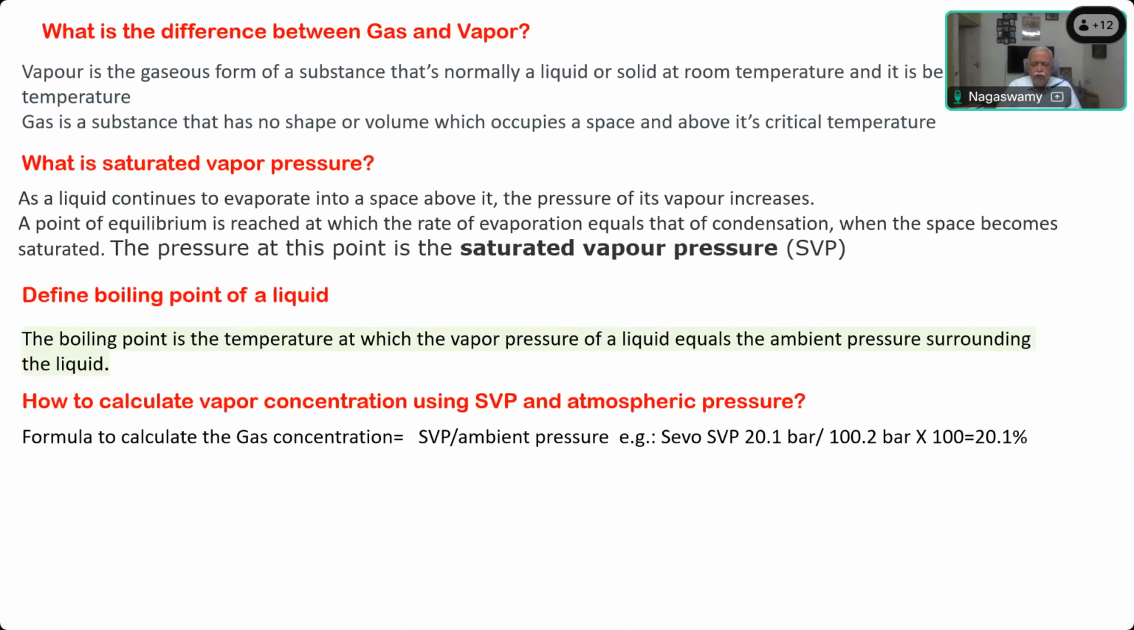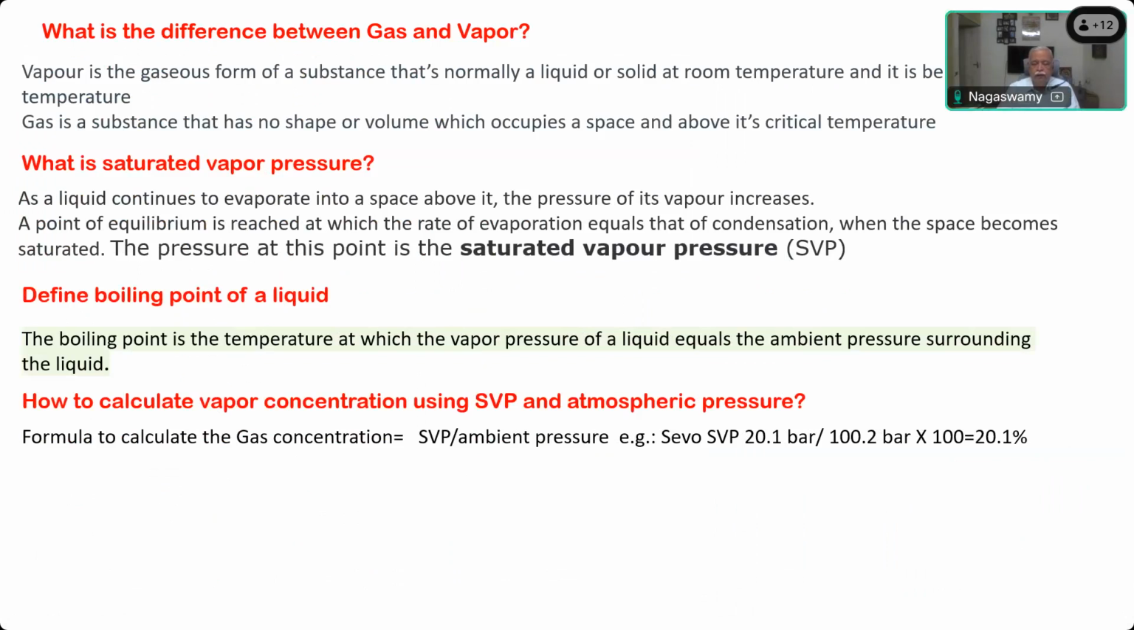So if you use sevoflurane as an open drop method technique, you will be delivering how much percent? You can see that here in the answer. You will be delivering 20.1%. Is it safe for the patient? No, sir. Very high. It is a very, very high concentration. So you will be rather causing euthanasia and not anesthesia. Okay? So that is the importance of saturated vapor pressure.